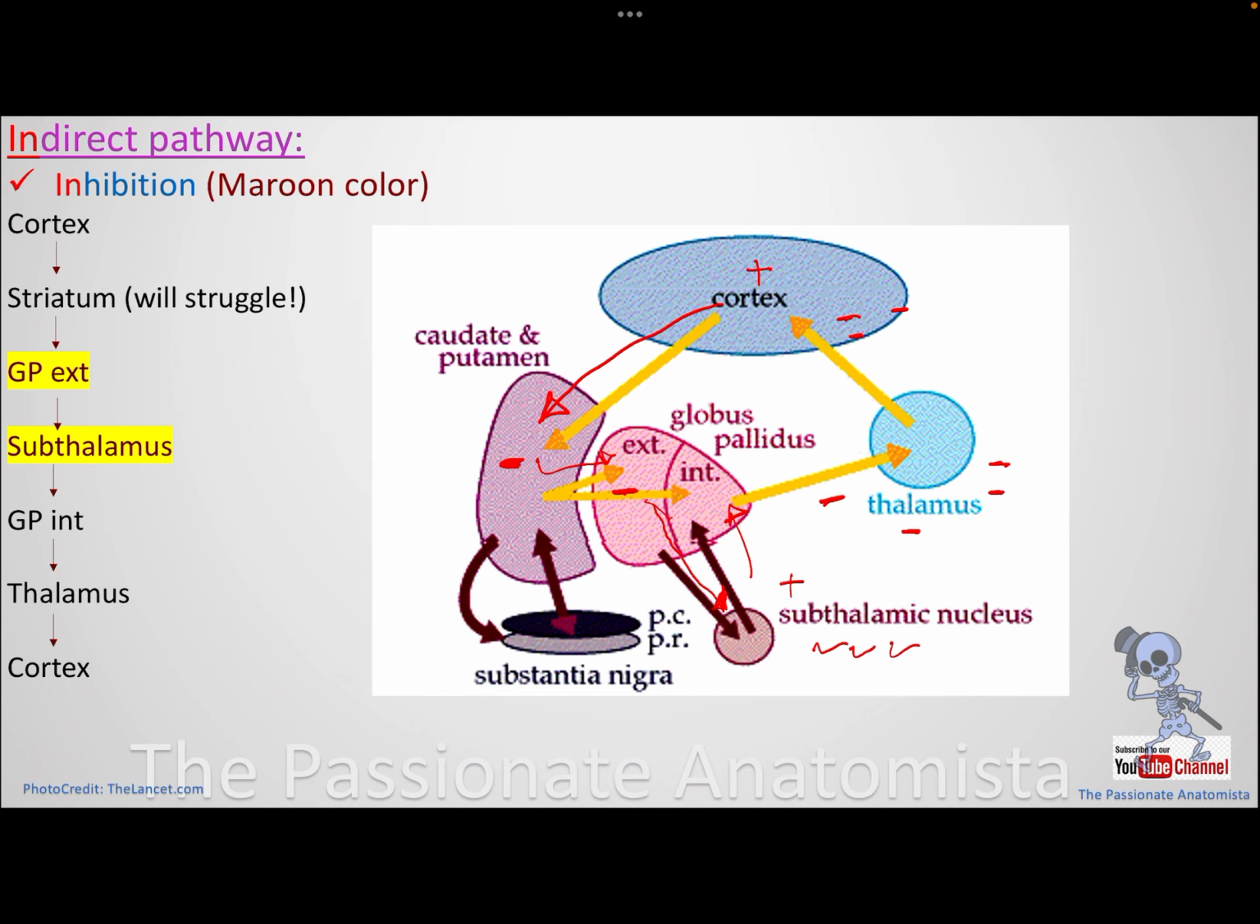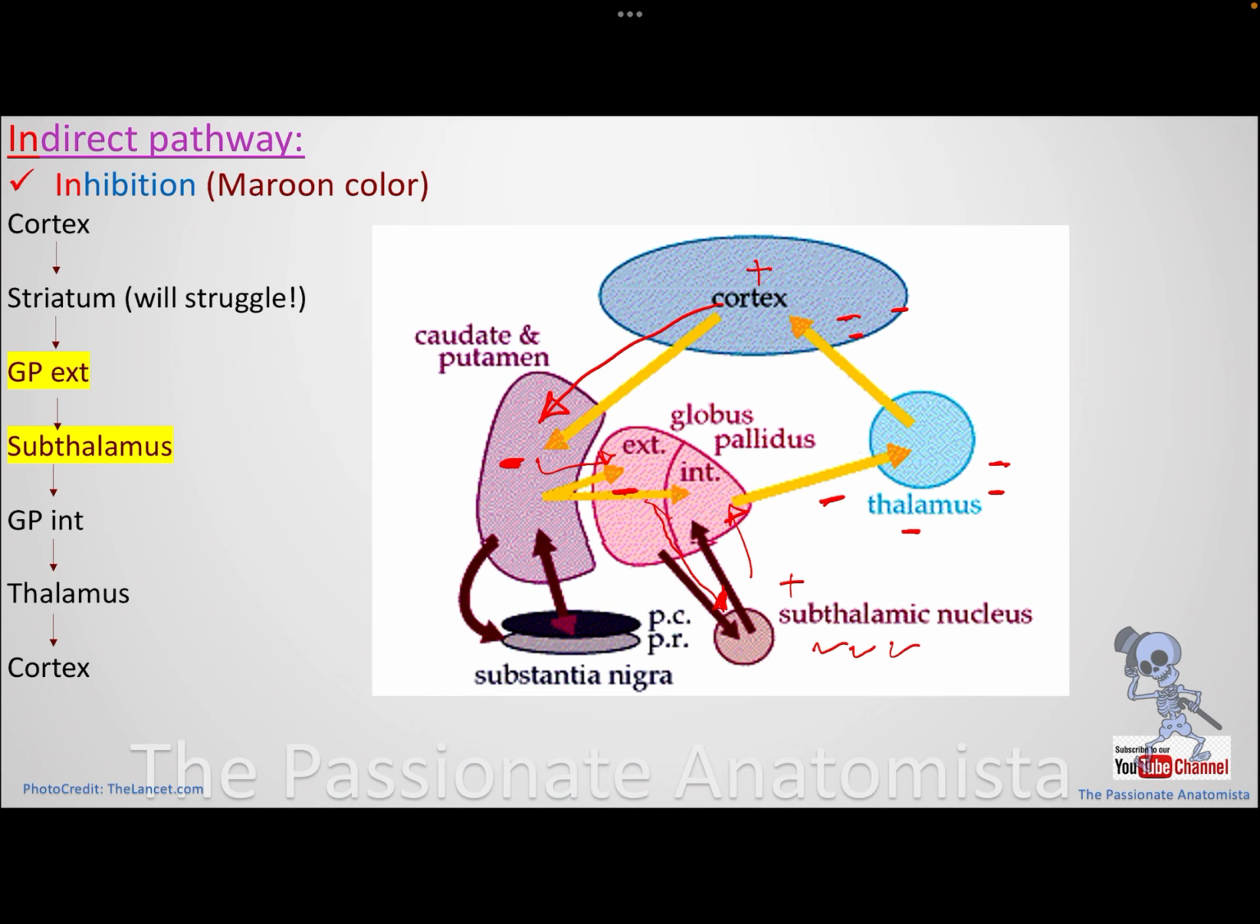So indirect pathway, inhibition, no movement. All those guys are coming to the scene. But if I need to do a movement, it's going to be direct. Cortex will excite the major receiving chambers, caudate and putamen. Once we excite them, their negative charge will be put into the negative of internus, and those two will be positive on the thalamus, and we will have movement.